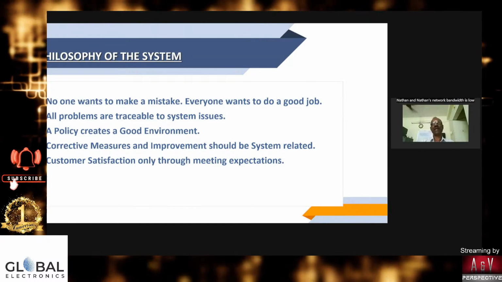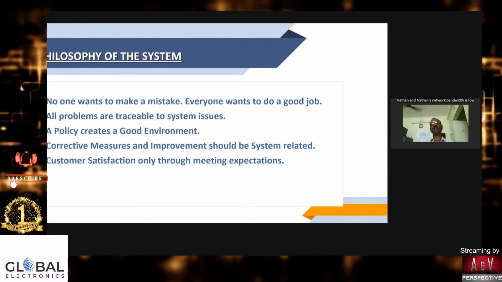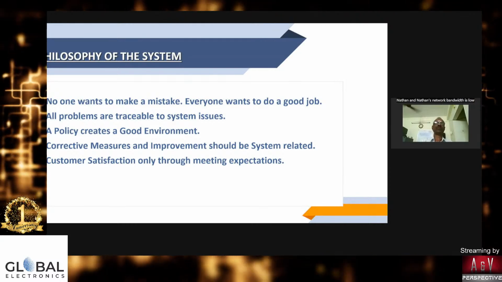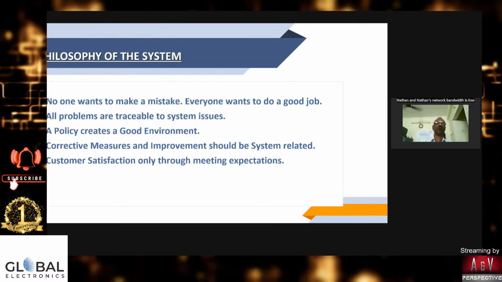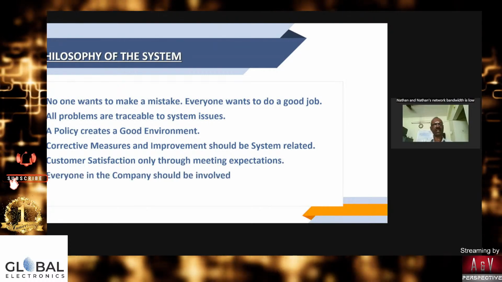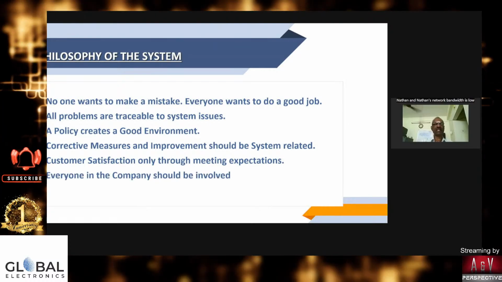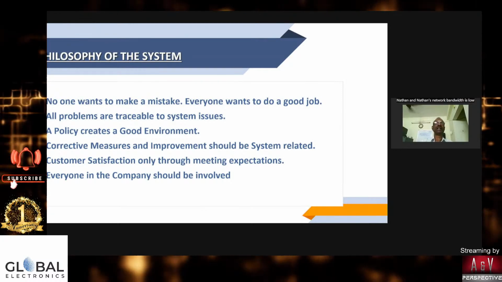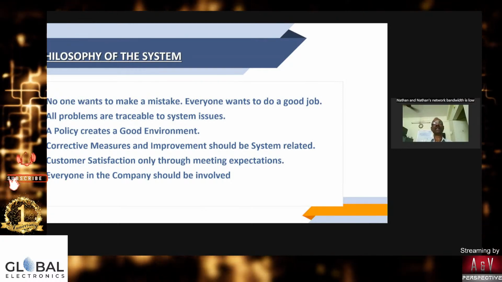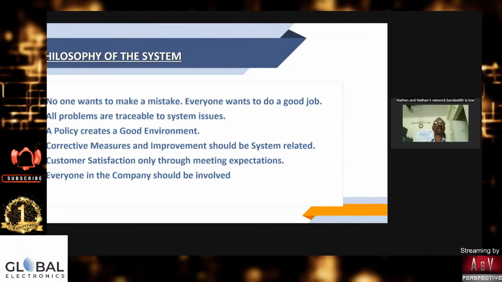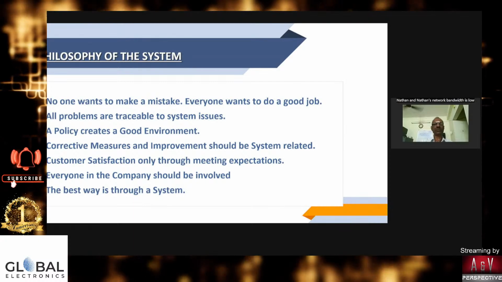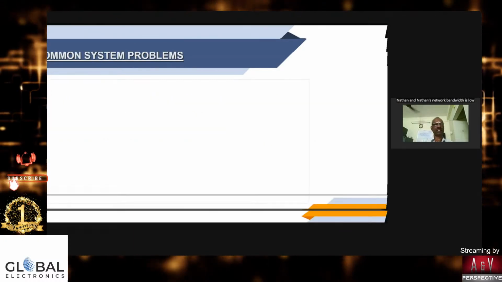And today, the needs and expectations of customers are increasing every day. Many of you in your own organization would be realizing it. The only way to meet customer expectations is through the system. For that, it's important that everybody in the company should be involved. Quality management system implementation is not an individual department's activity. Everybody in the company should get involved in implementing the system. That can happen only through a proper system.